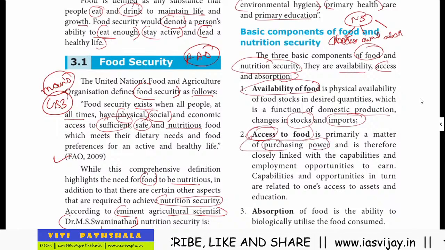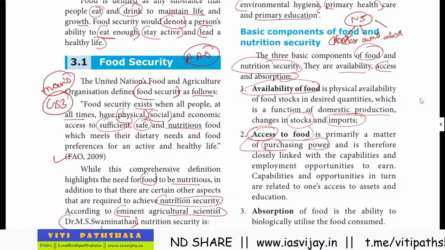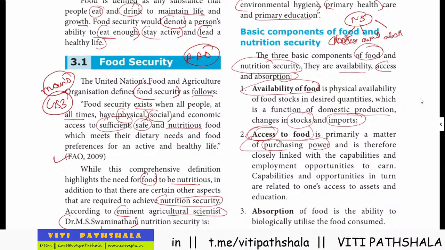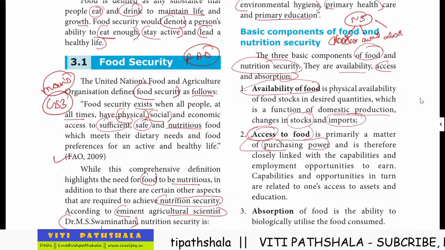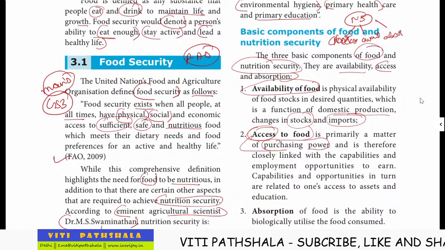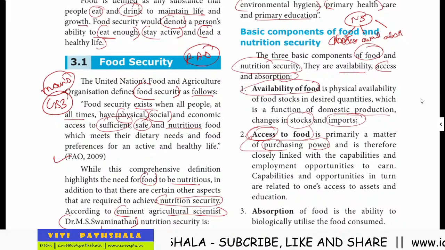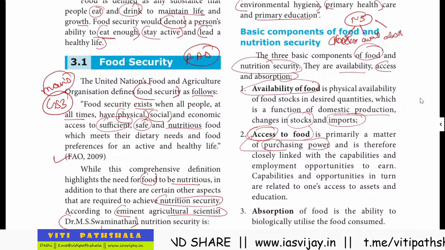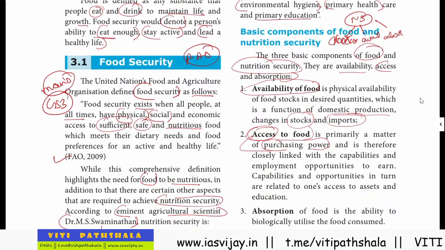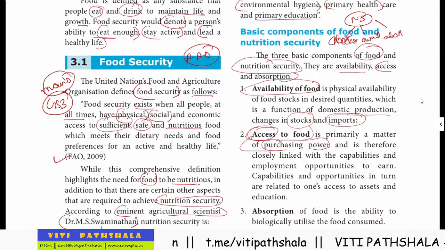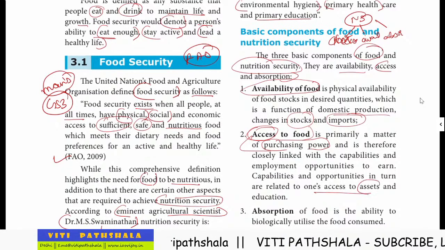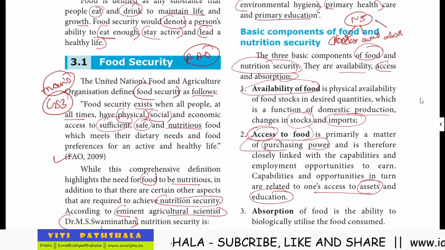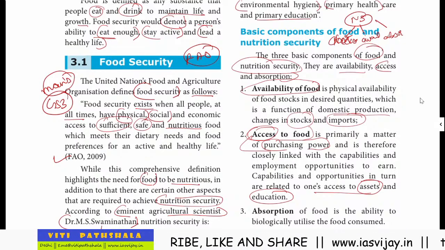Are you having the capability? Are you having enough money to buy the food or not? And it is therefore closely linked with the capabilities and the employment opportunities to earn. The capabilities and the opportunities in turn are related to one's access to assets and education. Are these things affordable? Are they in your limit or not?